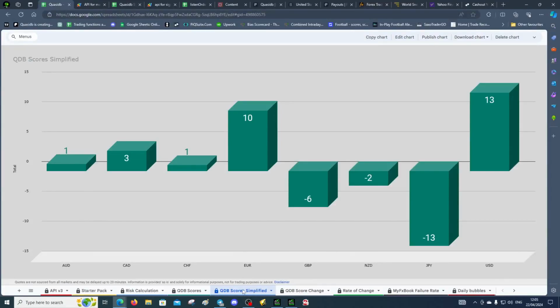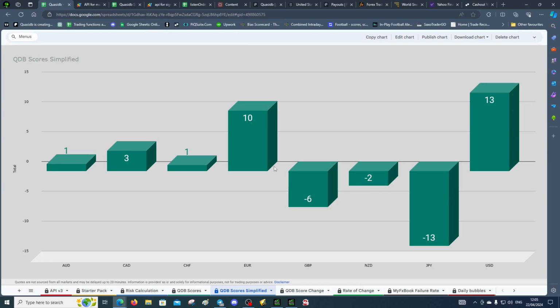It doesn't really need to be a long video, but what we've done is simplified the QDB scores into this chart that you can see before you, and it should be dead simple to get trade ideas. A very simple use case scenario is that you could look at something that's strong versus something that's weak. You're looking at relative strength versus relative weakness.